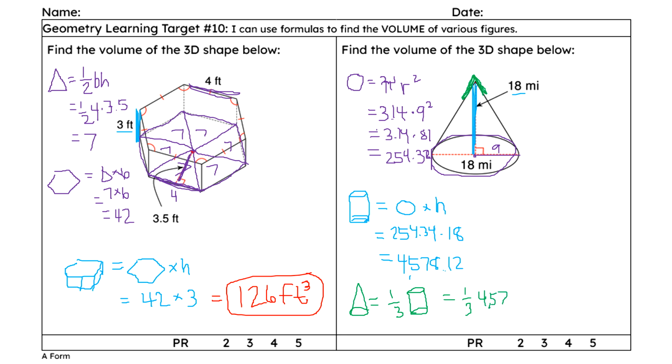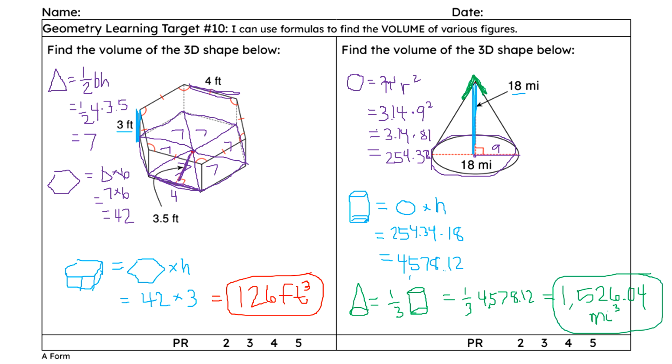4,578.12. That will get you the volume of just the cone. So I'm going to take that and divide by 3 to find 1/3 of it. It is 1,526.04 approximately. And don't forget to use your units. This is in miles, so this is going to be miles cubed because we just found a volume which lives in 3 dimensions, so third dimension there.